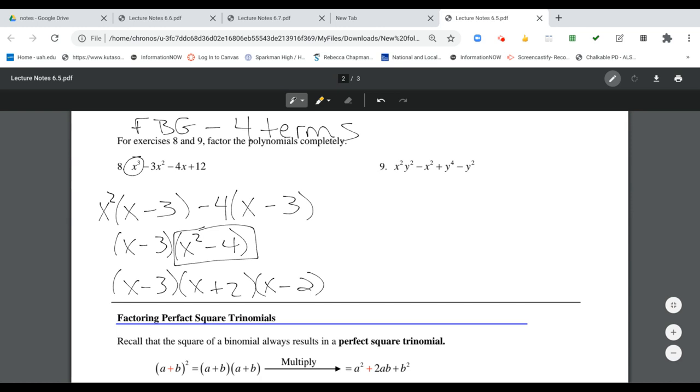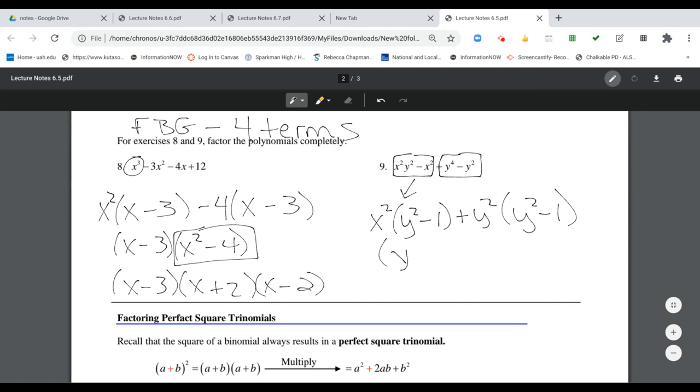We're going to do the same thing with number 9. I do not have a greatest common factor, so I am going to group the first 2 and the last 2 together. Out of the first group, I can take out an x squared. That leaves me with y squared minus 1. Out of the second group, I am going to take out a positive y squared, and that leaves me with y squared minus 1. So my groups are y squared minus 1 and x squared plus y squared.